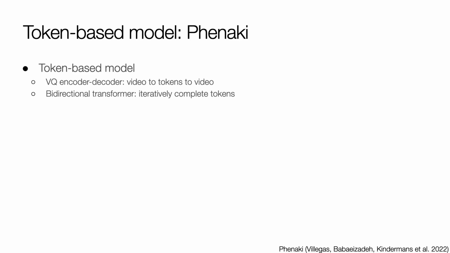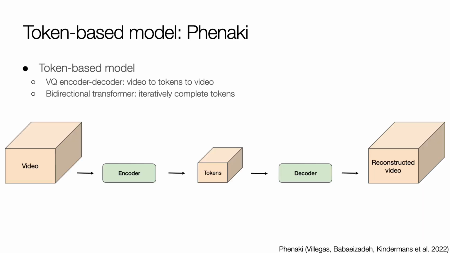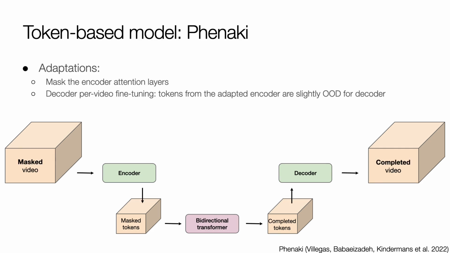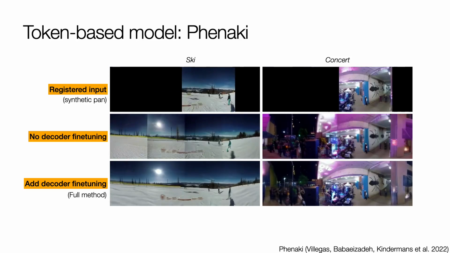Phenaki is a token-based model and consists of a VQ encoder-decoder and a bidirectional transformer that iteratively completes a token volume. For our task, we need to mask the encoder attention layers for the masked input video. As we change the encoder, the tokens become slightly out of distribution for the decoder. We find that decoder per-video fine-tuning helps decode these tokens back to the correct pixels. Here we show the effect of decoder per-video fine-tuning.